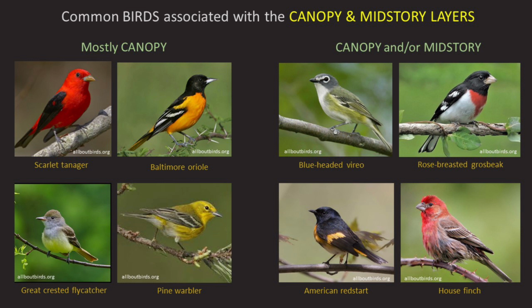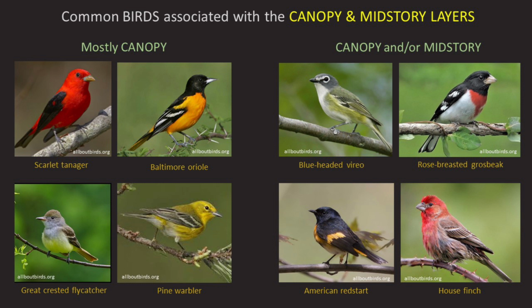For example, scarlet tanagers, Baltimore orioles, great crested flycatchers, and pine warblers spend most of their time during the breeding season in the canopy layer. Vireos, rose-breasted grosbeaks, American redstarts, and house finches spend much of their time in the canopy and mid-story layers.